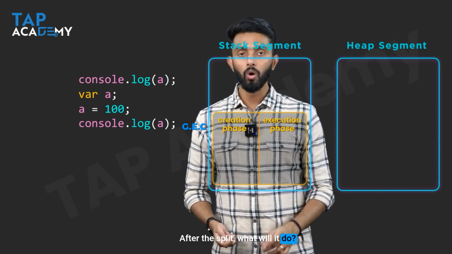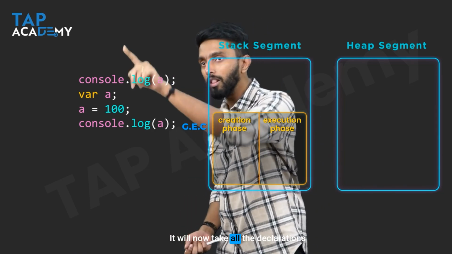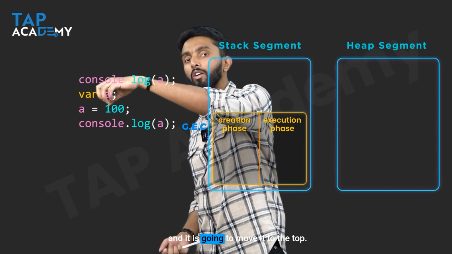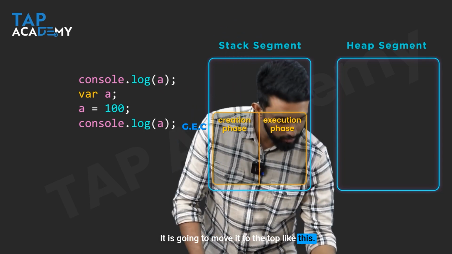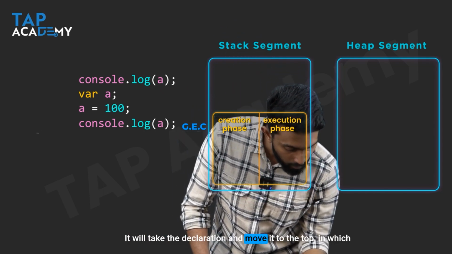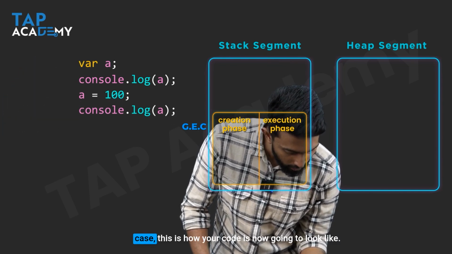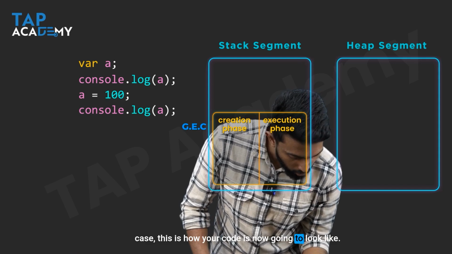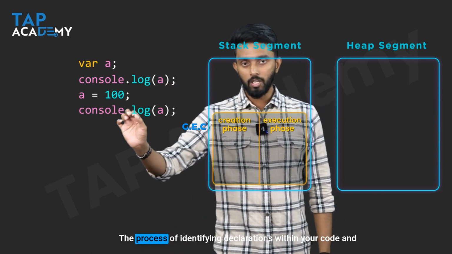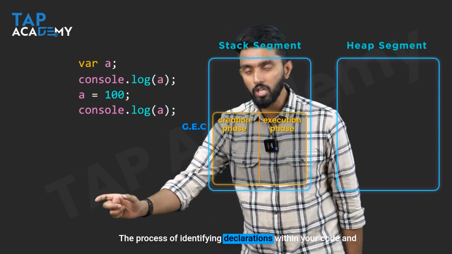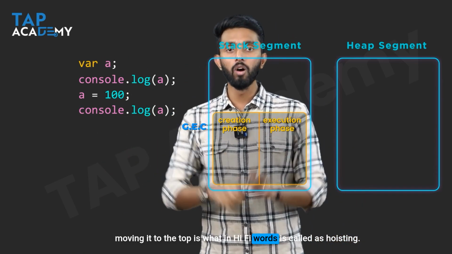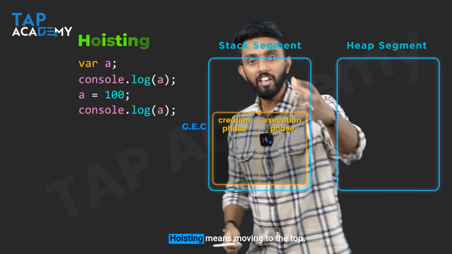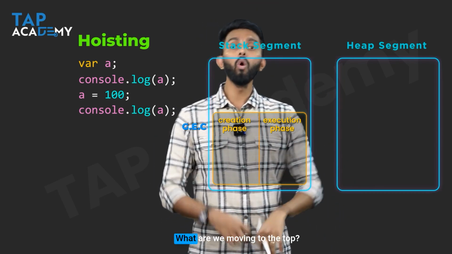After the split, what will it do? It will now take all the declarations and move them to the top, like this. In which case, this is how your code is now going to look. The process of identifying declarations within your code and moving them to the top is what, in high-fi words, is called hoisting. Hoisting means moving to the top. What are we moving to the top? Declarations. Am I clear till here?